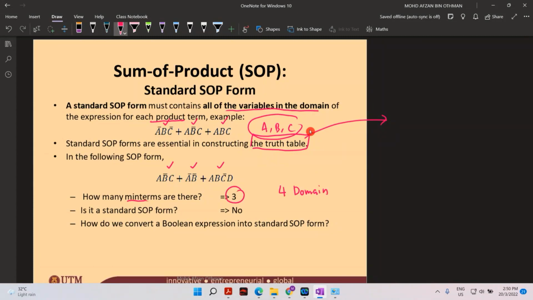Is it a standard SOP form? No. Kenapa tak? Sebab yang ni hanya ada 3 domains. The first product term 3 domain, yang ni ada 2 domain, yang ni cukup 4 domain. So this is not a standard SOP form. So macam mana nak convert a Boolean expression from this non-standard to standard SOP form? Okay, macam mana nak buat? So that is the step. Macam mana kita nak tukar from this non-standard and after that we get the standard SOP form.